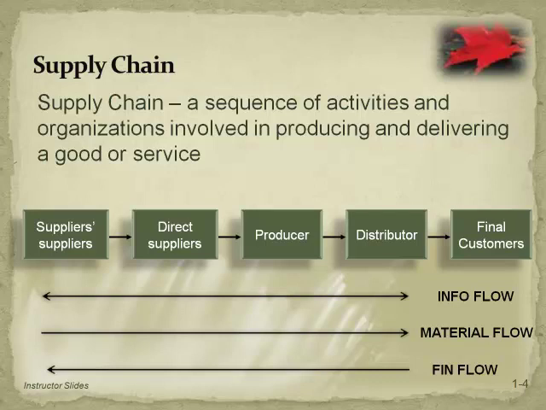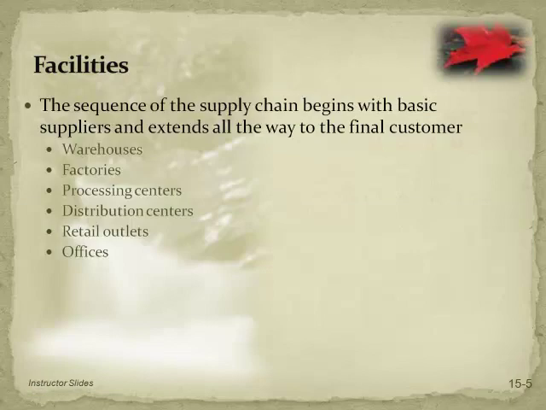And the last flow, which is the bottom arrow, is the financial flow. The financial flow flows from the front end of the supply chain to the back end of the supply chain. So the customer pays for the product. That money is used to pay the producer, the manufacturer. The manufacturer will take that money and use it to pay their direct suppliers. And then finally, those direct suppliers will take that money and use it to pay their suppliers.